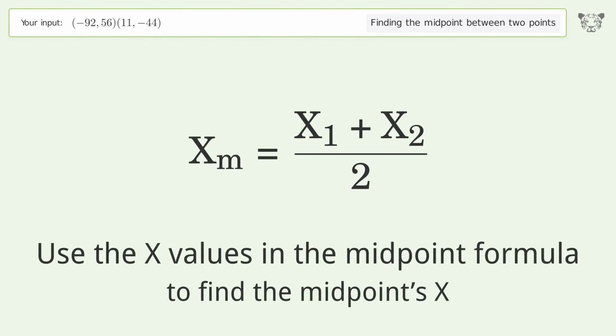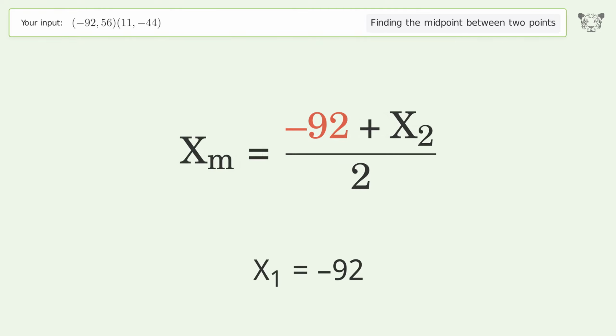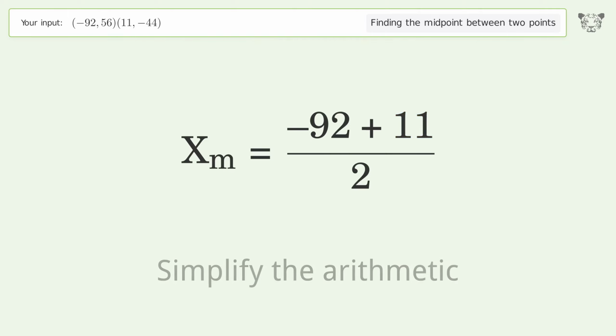Use the x values in the midpoint formula to find the midpoints x. x1 equals negative 92. x2 equals 11. Simplify the arithmetic.